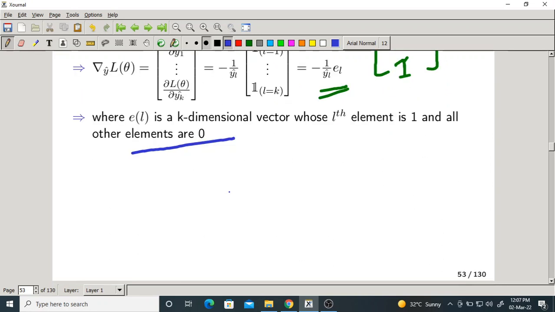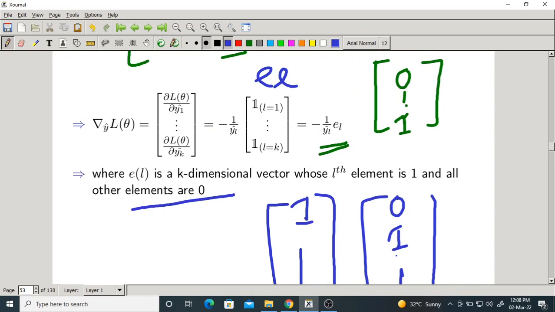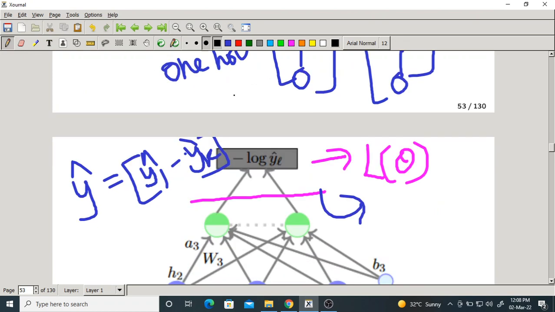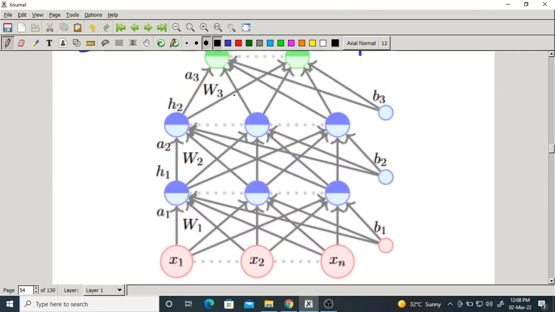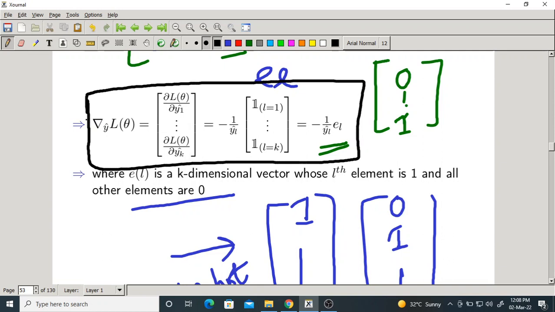If the first is the true class, the first one will be 1, remaining are 0. If the second class is the true class, the second element is 1, remaining are zeros. So now this is a one-hot vector, because only one of the elements is 1, remaining are 0. Finally, this is the gradient of the output layer.